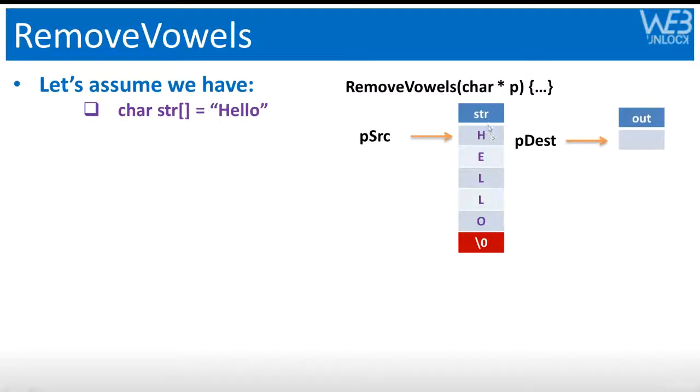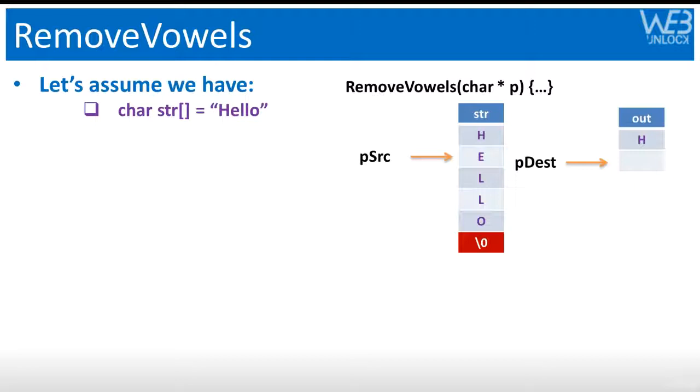The first thing we should do as we start looping through the string is look at each character. If this is not a vowel, then we copy it over to the destination. In this case, h is not a vowel, so we copy it to the destination. Then we advance the destination pointer, and also the source pointer goes to the next character.